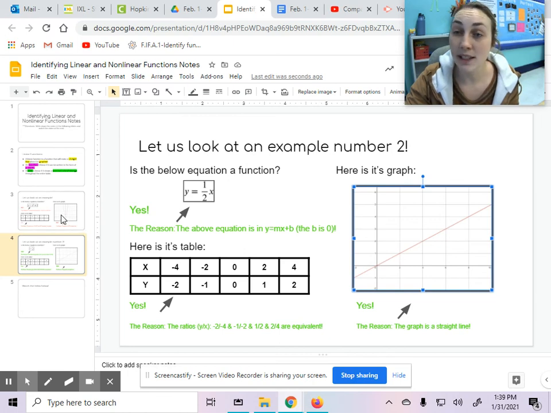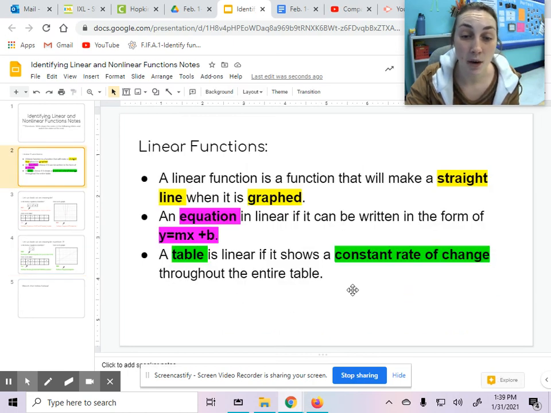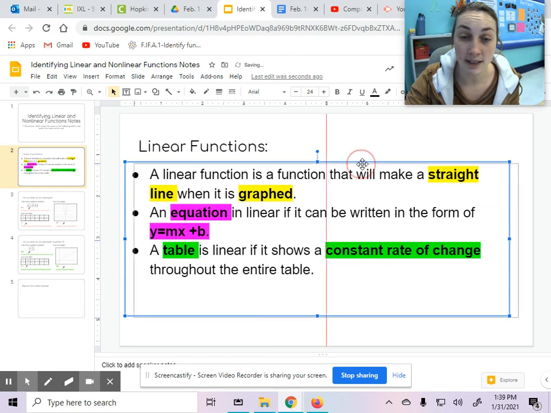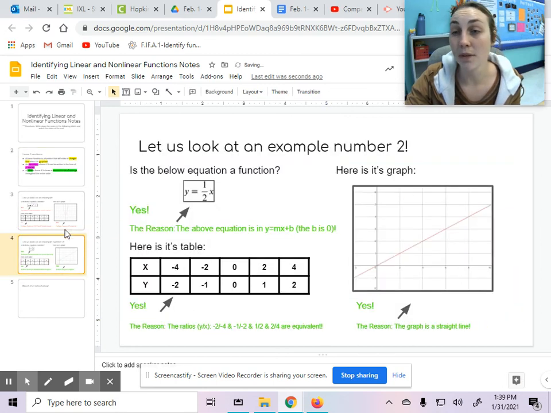So guys, that's really all it is, just knowing what you're looking for when you're figuring out if it's a linear function or not, and then being able to practice it.